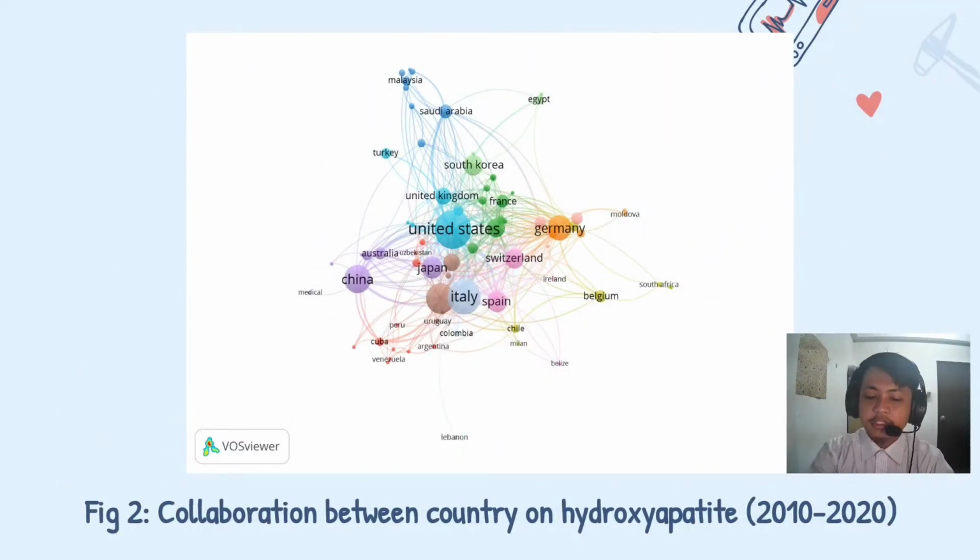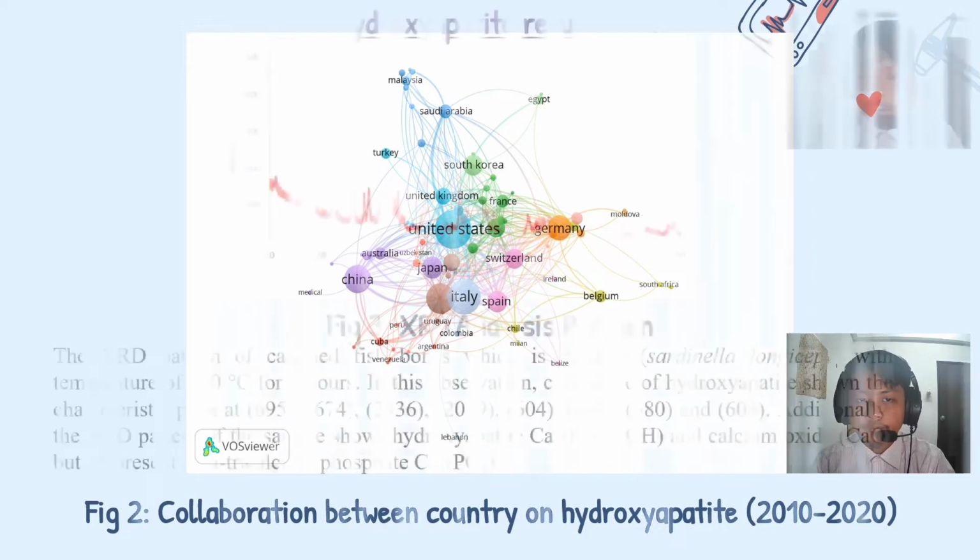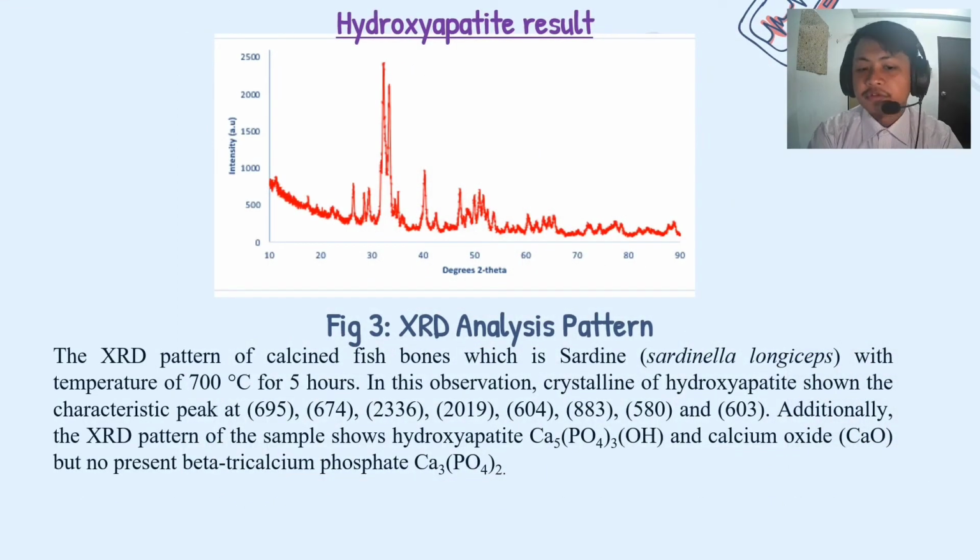Okay, this is the bibliometric analysis on hydroxyapatite between 2010 until 2020, generated by VOSviewer software. Hydroxyapatite result. Starting with the XRD analysis pattern, the XRD pattern of calcined fishbone, which is sardine, with a temperature of 700 degrees Celsius for 5 hours.